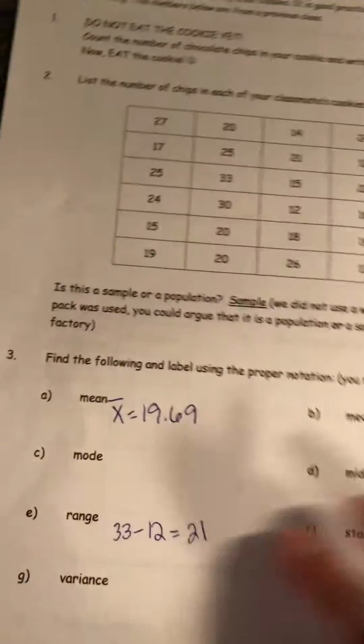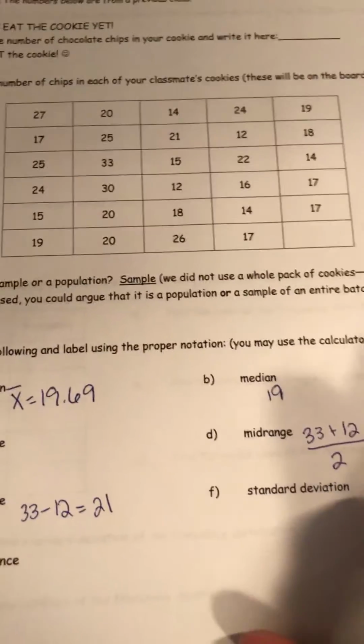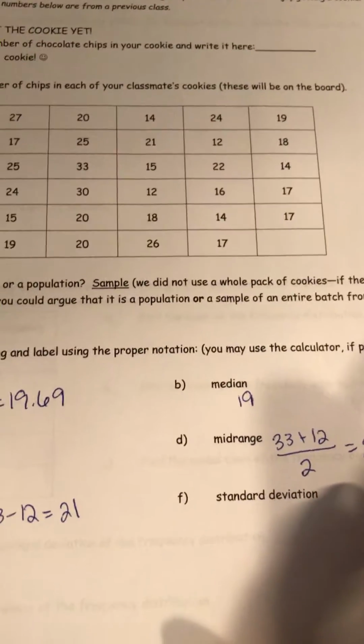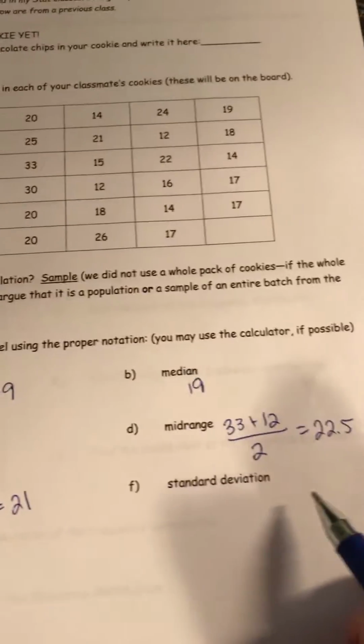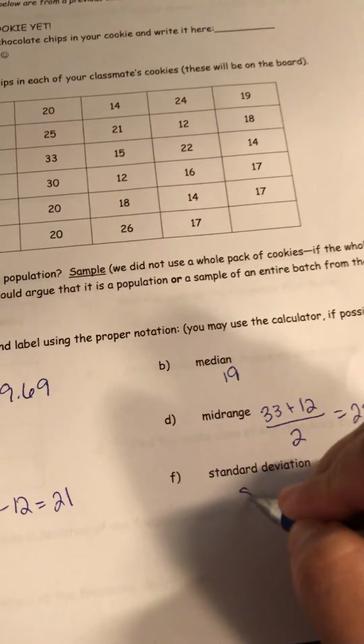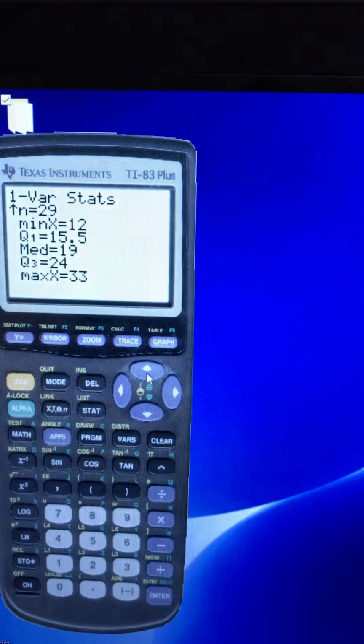For some of these you could go through and find that as well. It's just that the calculator gives it to you, so you can save some time sometimes. Standard deviation for a sample, we're going to look at s. So you need to scroll back up to get to s.